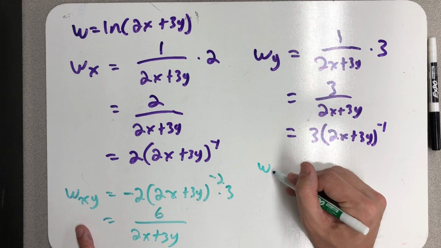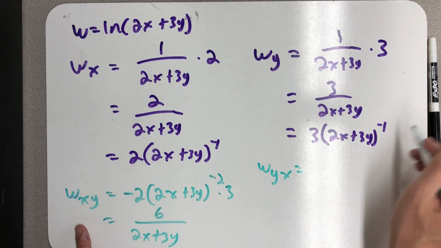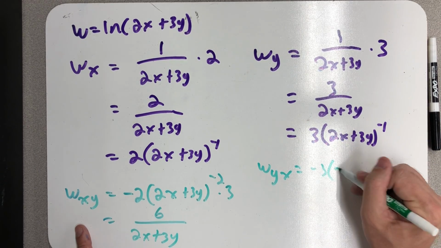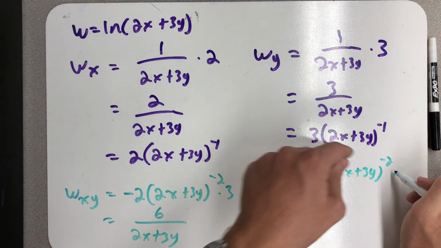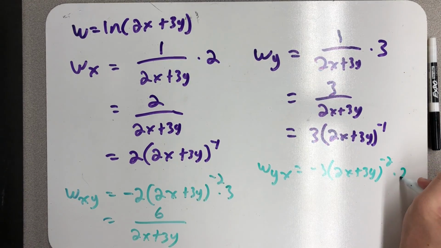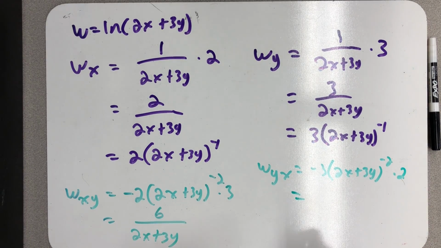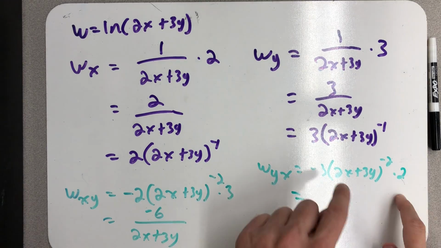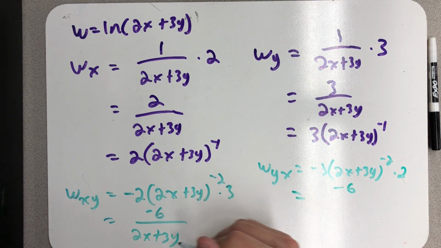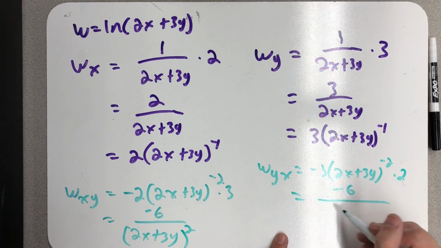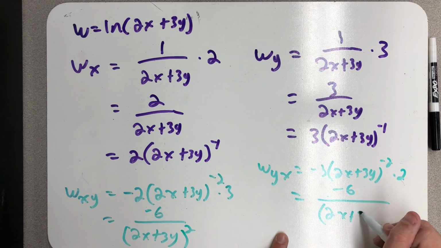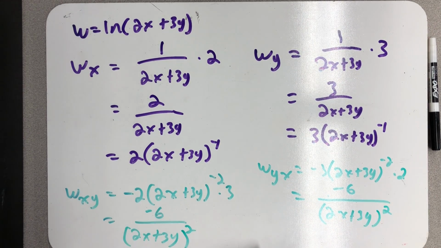Now I have the partial with respect to y, then x: minus 3 times 2x plus 3y to the minus second times the derivative of the inside with respect to x, which is 2. And that's just so very nice. I lost a minus over here. I know that's bad. All right, 2 times minus 3 is minus 6. I also lost a square. Oh, no. Okay, everything's okay. I'm just going to let that ride. We all make mistakes. 2x plus 3y squared.